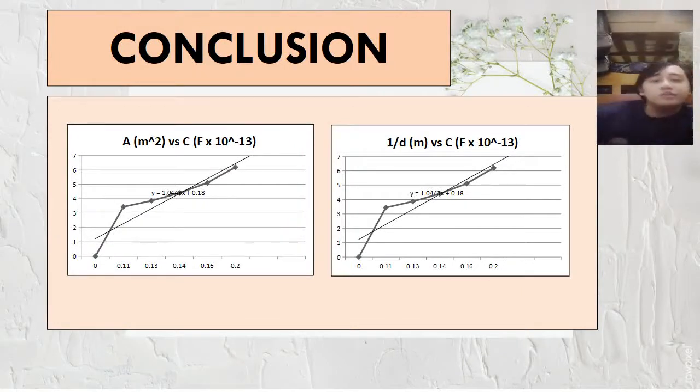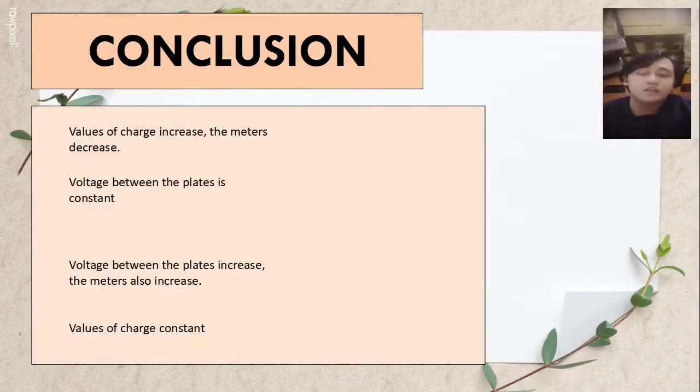We can conclude that based on this graph, when the area of the plate is increased, the capacitance is decreased. Based on this graph, when the separation between the plates is decreased, the capacitance is increased. We can conclude that when the battery is connected, the value of charge increases and the meter decreases, and also the voltage between the plates is constant. But when the battery is disconnected, the voltage between the plates increases and the meter also increases, while the value of charge is constant. So this is the formula for capacitance: capacitance equals charge over voltage.